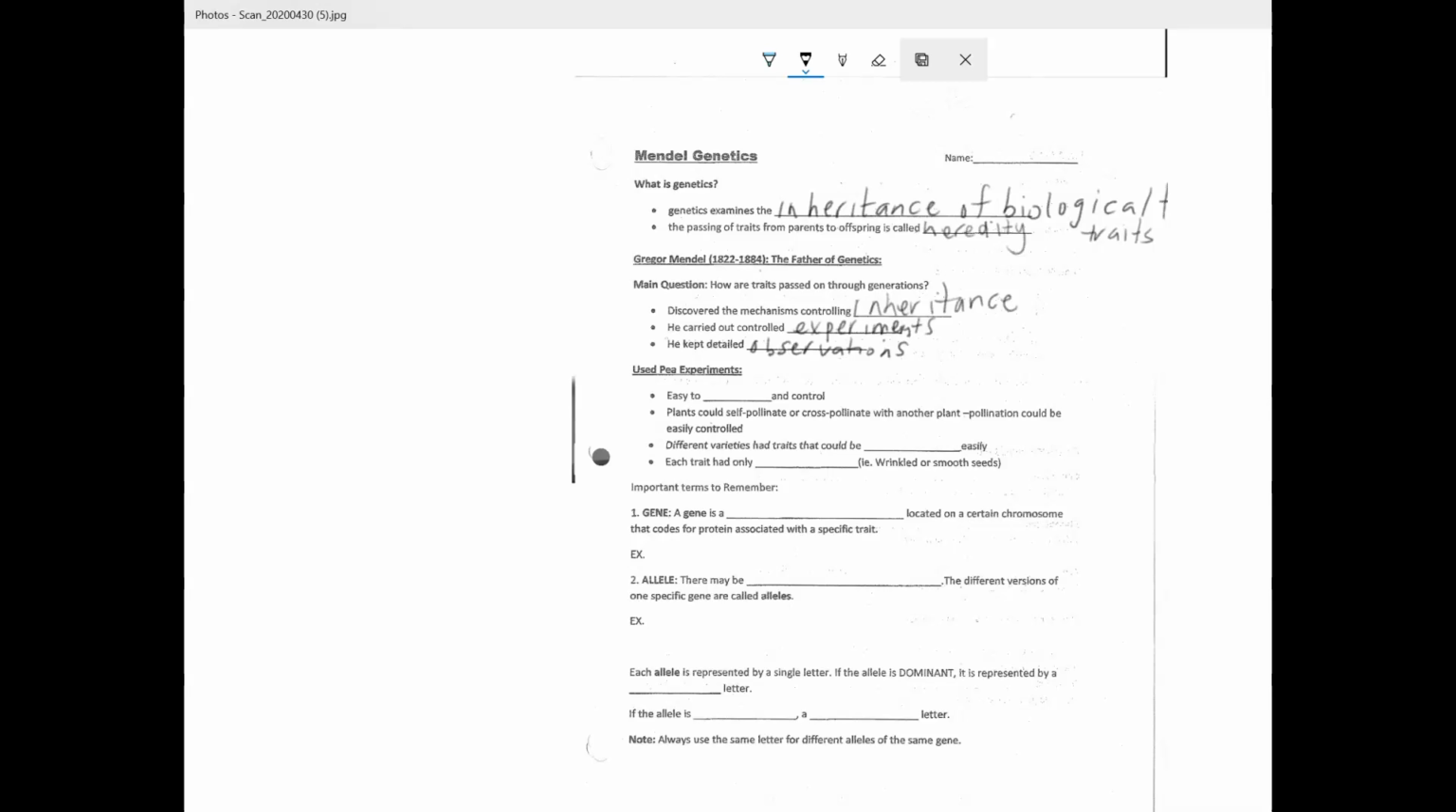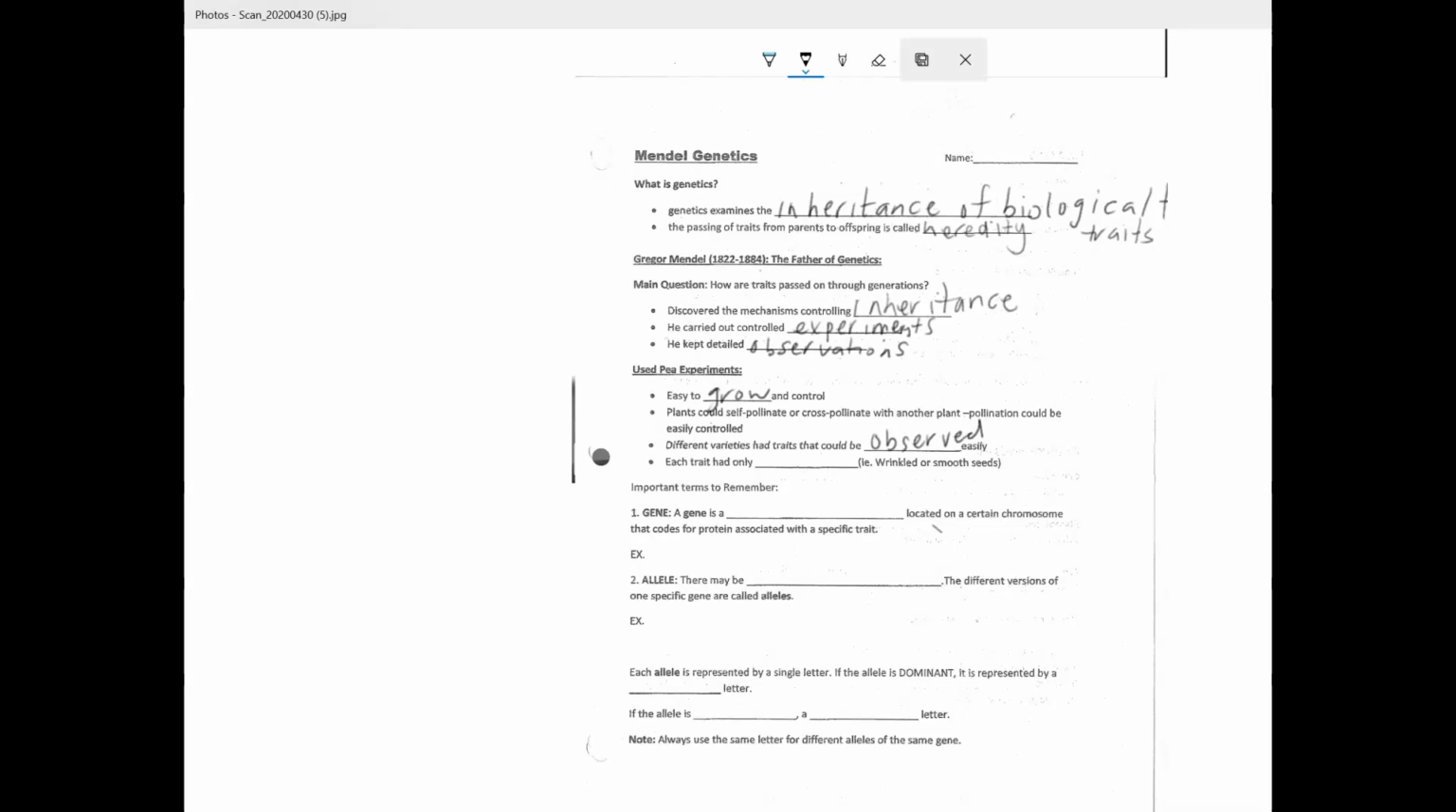He used pea plants because they were very easy to grow and control. Plants could self-pollinate or cross-pollinate with another plant. So pollination was easily manipulated, okay? And there was another reason, which is that there were many different varieties in terms of the characteristics or traits that could be observed easily.